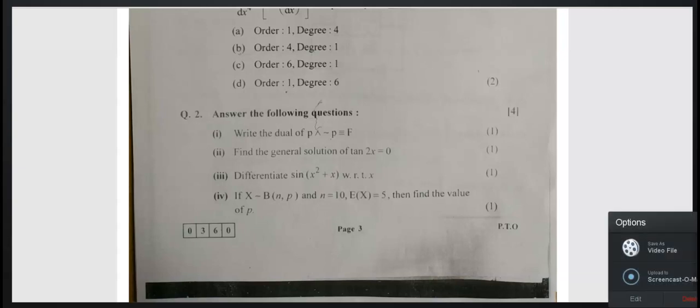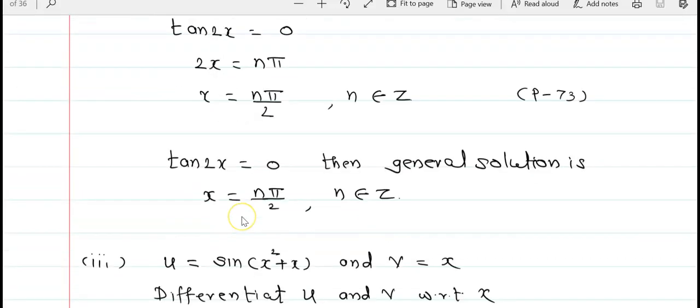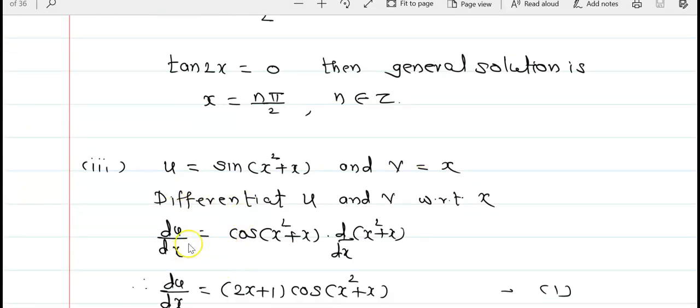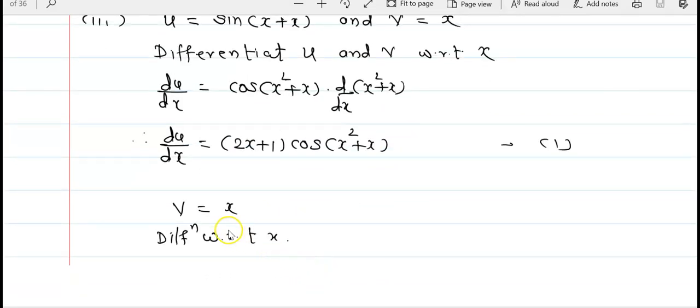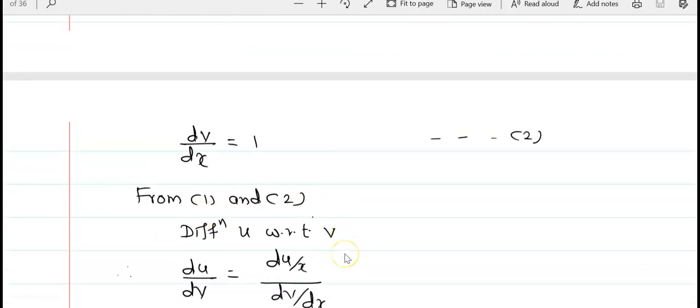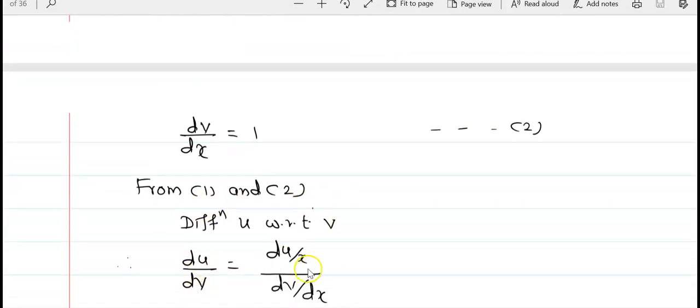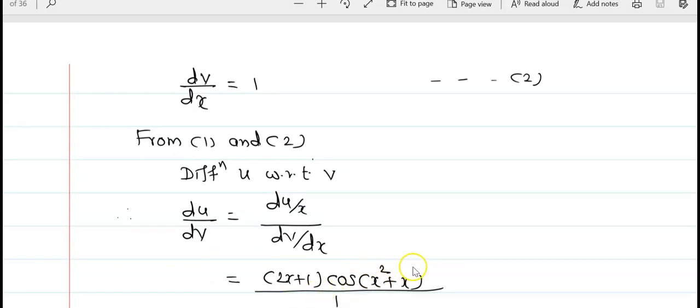Now for the next, you can also see it like this. u equals and v equals; differentiate u and v with respect to x. The derivative of sin of x square plus x is cos of x square plus x into d by dx of x square plus x, which is 2x plus 1, and the derivative of x is 1. That's why from 1 and 2, du by dv is equal to du by dx upon dv by dx, which is (2x plus 1) into cos of x square plus x. Instead of this, we can differentiate directly also. Okay.